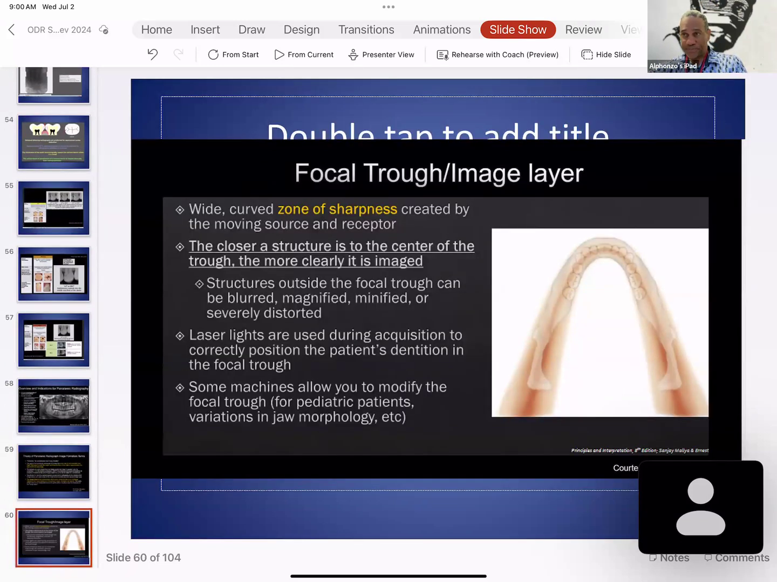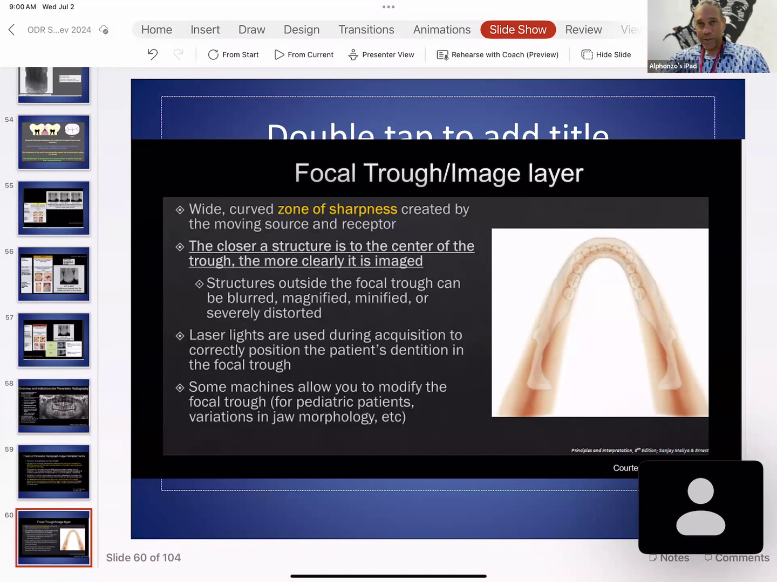Here's an image of the exact area that we're trying to capture when we take a CBCT and pans. We're trying to gather the information of this area called the focal trough. Okay, we just really want this image, what's going on inside that orangey area, which would include the mandible.